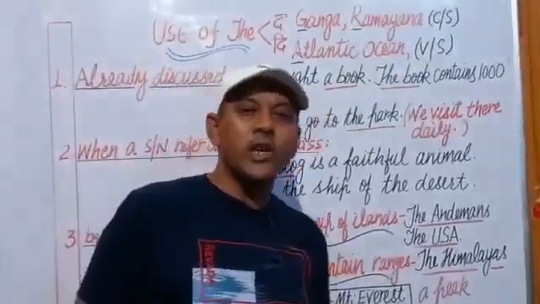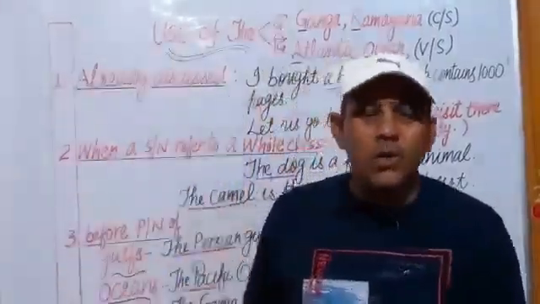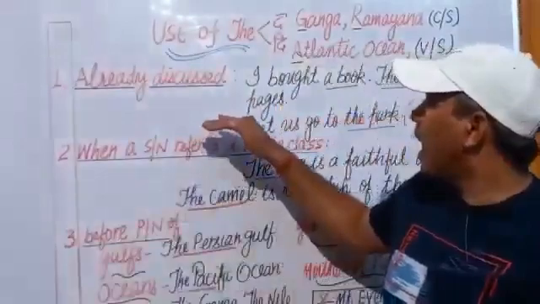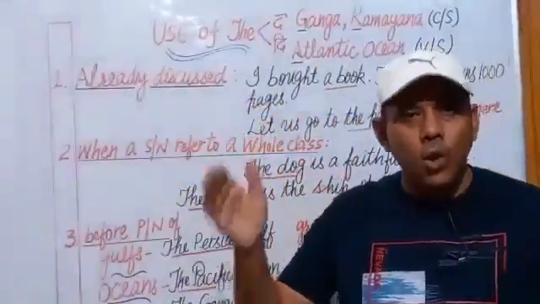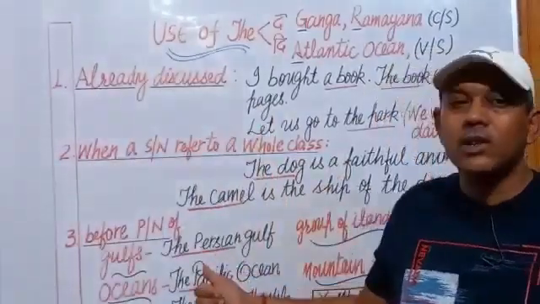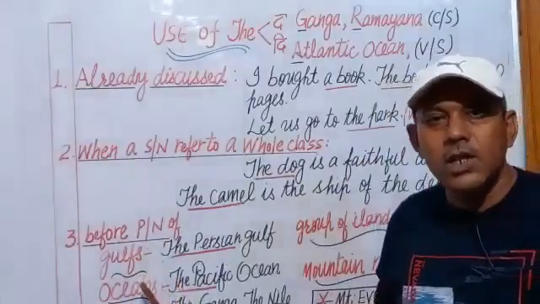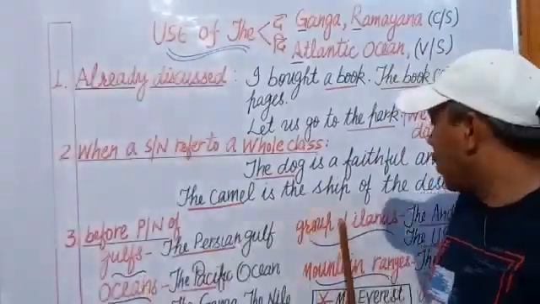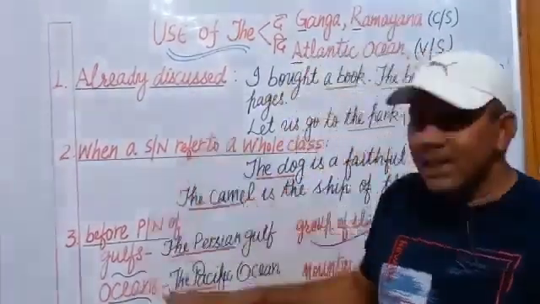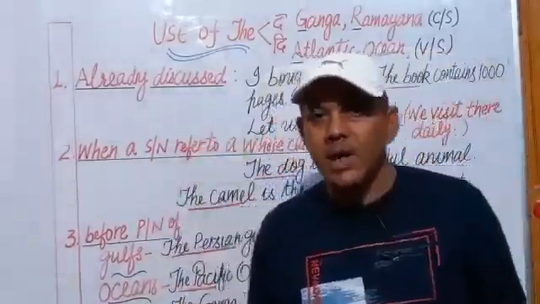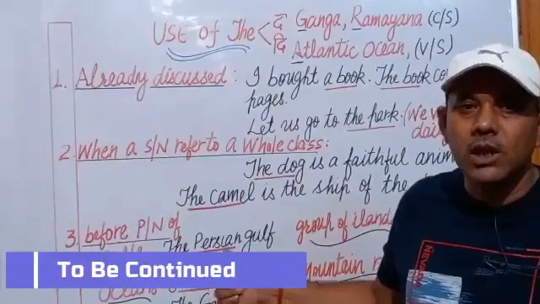In this way, we use the before these particular nouns when they are already discussed, when they refer to a whole class or whole family, and before these specific proper nouns of gulfs, oceans, rivers, group of islands or mountain ranges. Now we shall discuss some more examples of articles used before particular nouns.